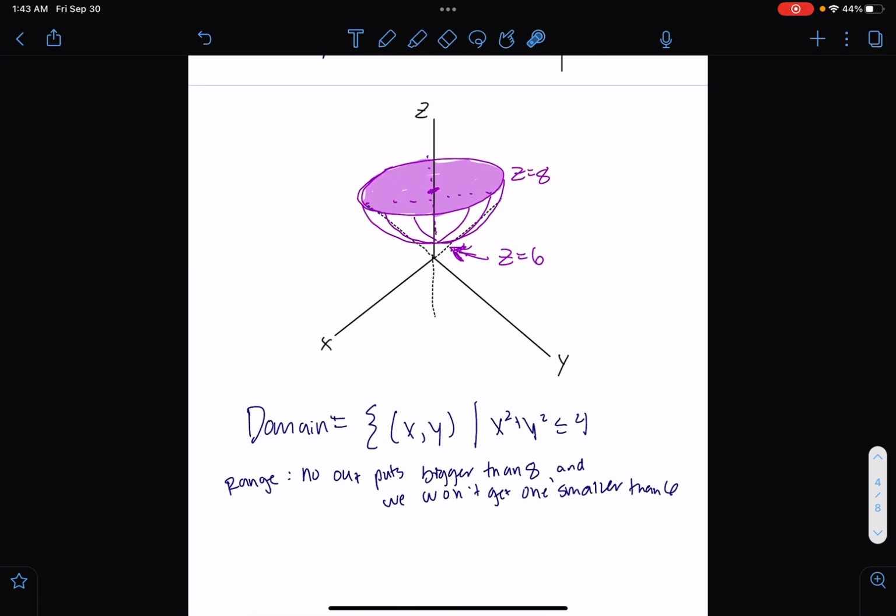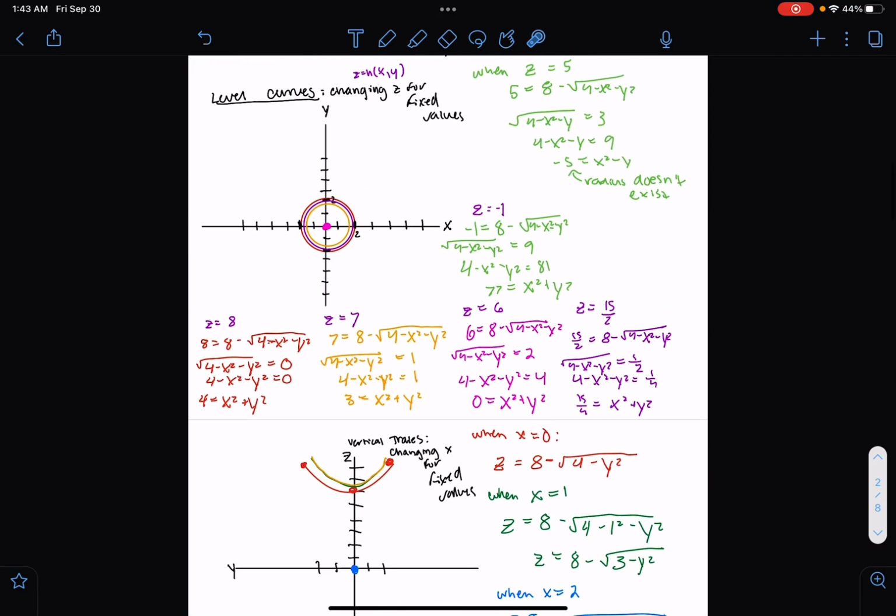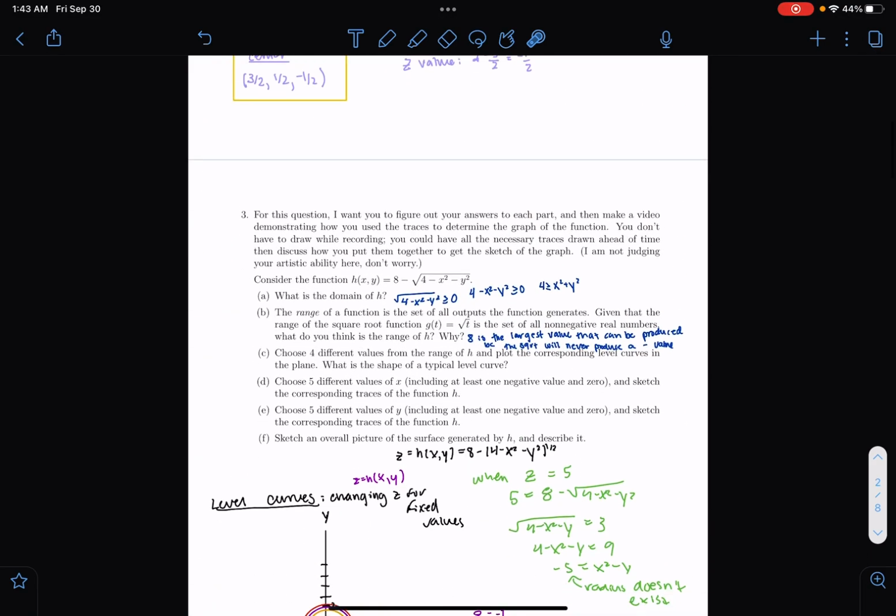So this is the picture I came up with. It's alright, I guess. It looks like an upside down bowl, an upside down dome. Yeah, that's the shape that I got. Let's check it against the question.